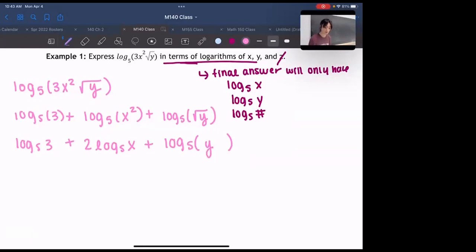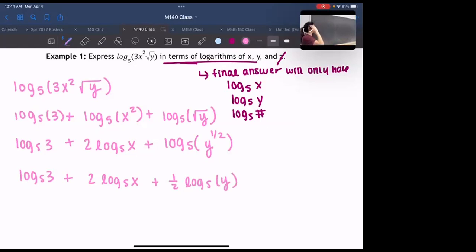It's y to a power, but it's not y squared. It's y to the 1/2. Good. Remember, square roots is the same as the 1/2 power. Cube roots are the same as the 1/3 power. Fourth roots, 1/4 power. So we can rewrite this as y to the 1/2. Any ideas on what to do next? Awesome, move the 1/2 out. So this turns into log base 5 of 3 plus 2 log base 5 of x plus 1/2 log base 5 of y.